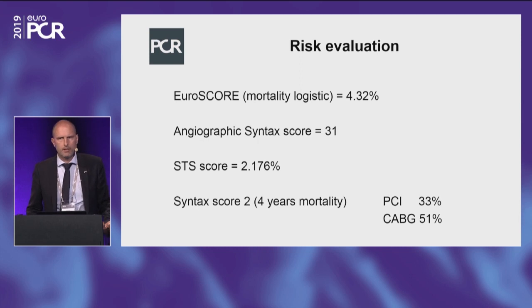So for the risk evaluation of the patient, EuroSCORE was 432, the SYNTAX score was 31, STS was 2%, and the SYNTAX score 2 was in favor of PCI for this patient.